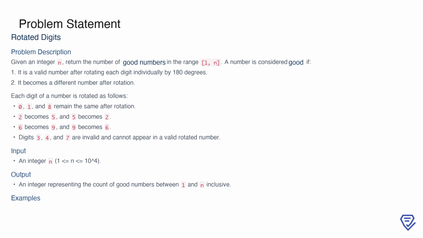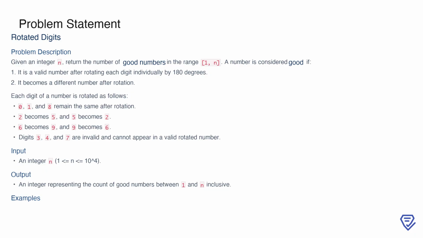In this problem, we need to determine how many numbers between 1 and a given integer n are considered good numbers. A number is classified as good if, after rotating each of its digits individually by 180 degrees, it remains a valid number and transforms into a different number.